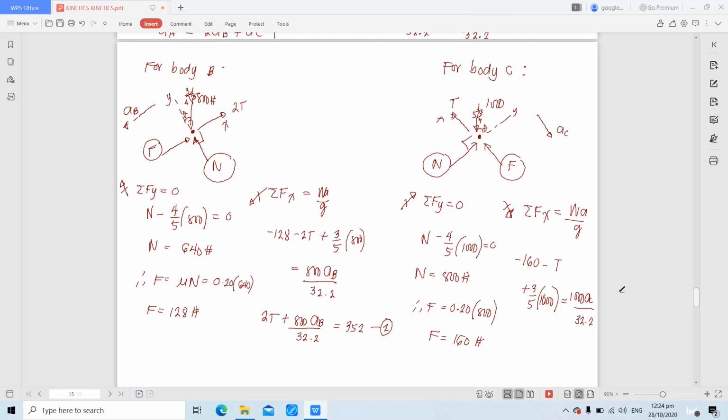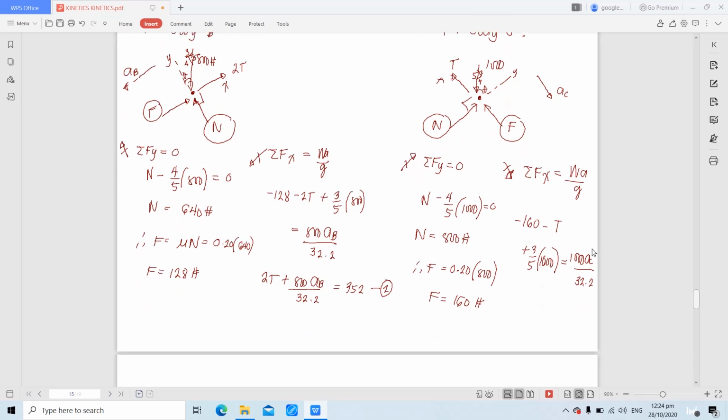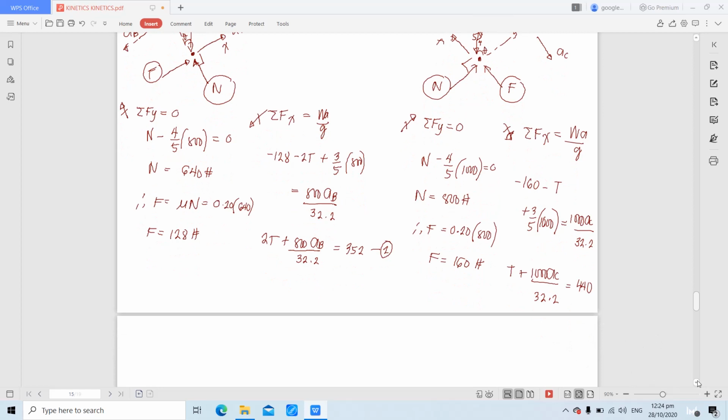Okay, again, combine the unknown terms. Equate natin yung mga constant term. And that will be equivalent to, ito, lipat lang natin sa kabila. So, tension T plus 1,000 acceleration of C over 32.2 equivalent to, ito magiging 600, 440. No, let this be our equation number 3.